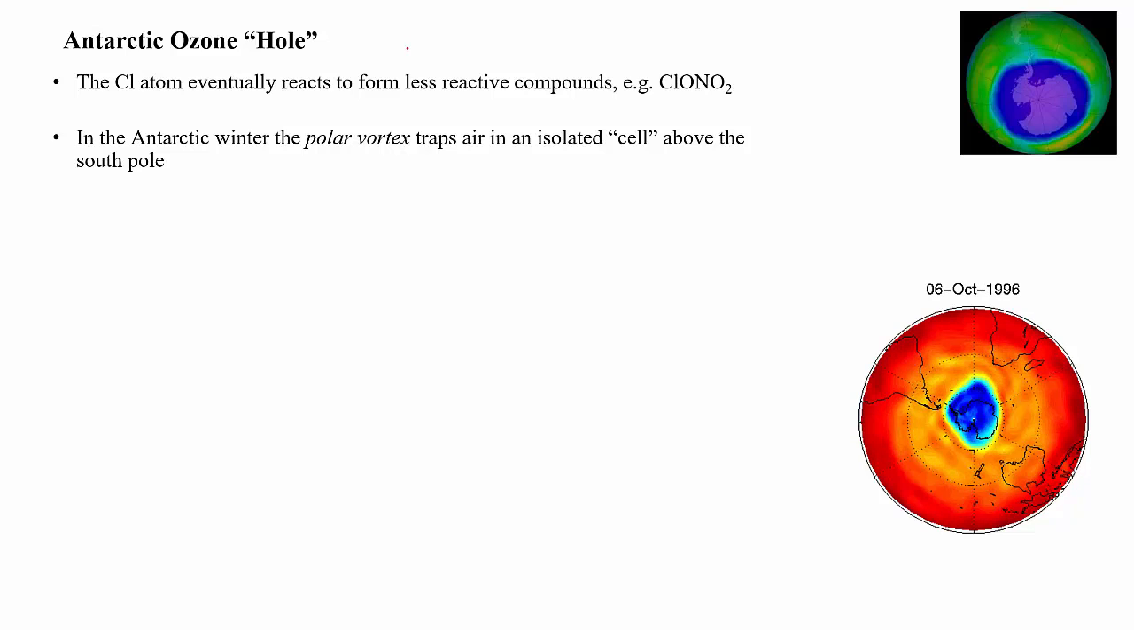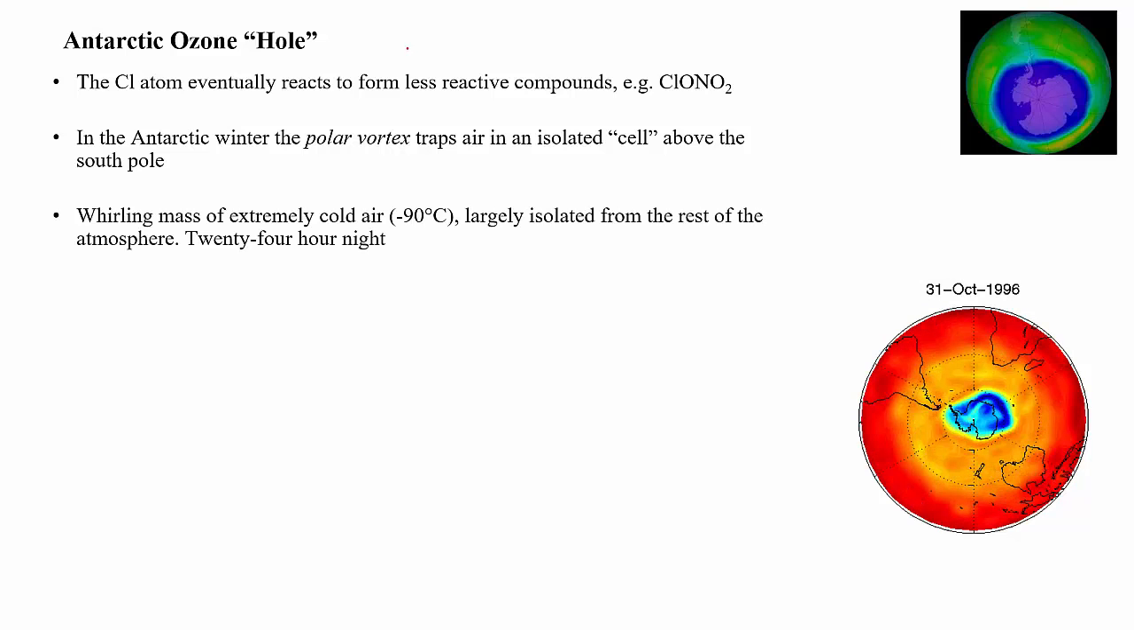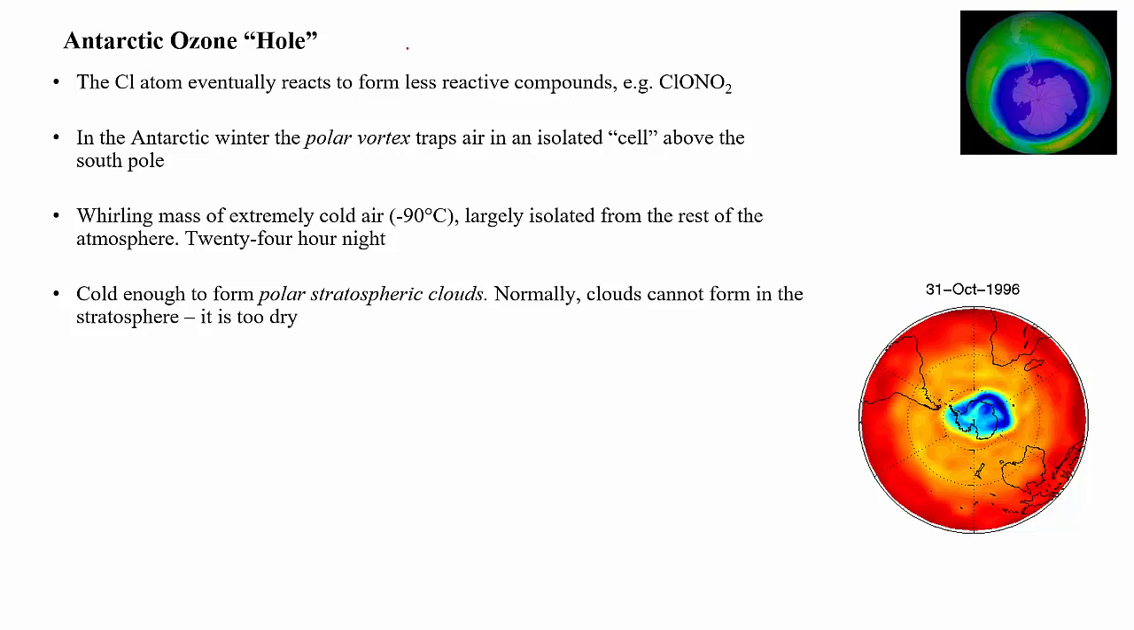Because of the particular land and ocean formation at the South Pole, a highly isolated cell of spinning air forms. This is a whirling mass of extremely cold air, and it's largely isolated from the rest of the atmosphere. Remember, this is the winter time in Antarctica, so you have 24 hours without sunlight, and so this makes the air extremely cold, and it can get down to as low as minus 90 degrees C, and it's cold enough to form what are called polar stratospheric clouds. Normally clouds can't form in the stratosphere, it's too dry.